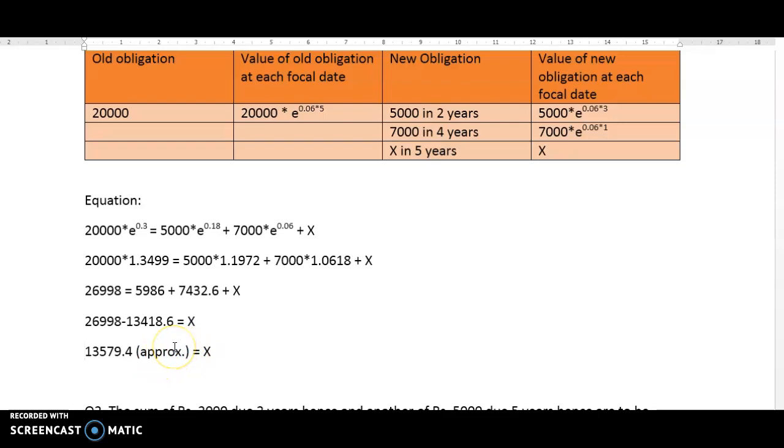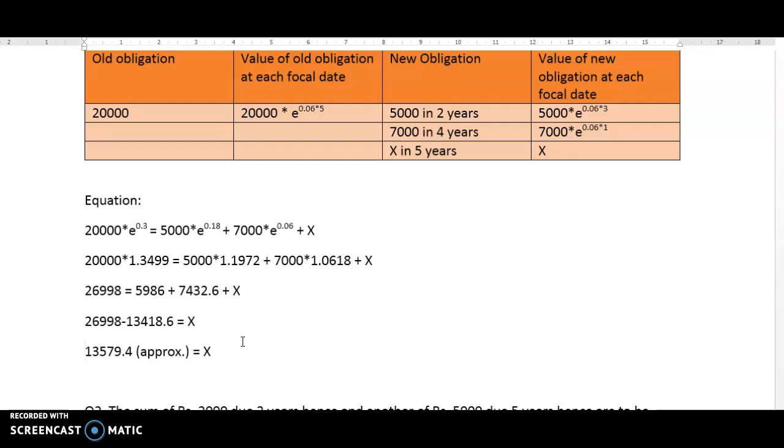This is the final payment which Mr. X has to pay at the end of 5 years in order to discharge all his older obligation, that is 20,000. Okay, so this is the amount. Very simple. In this question, you just have to calculate the values using your e-table, and then the rest is good to go. Okay, I hope this question is clear to you.